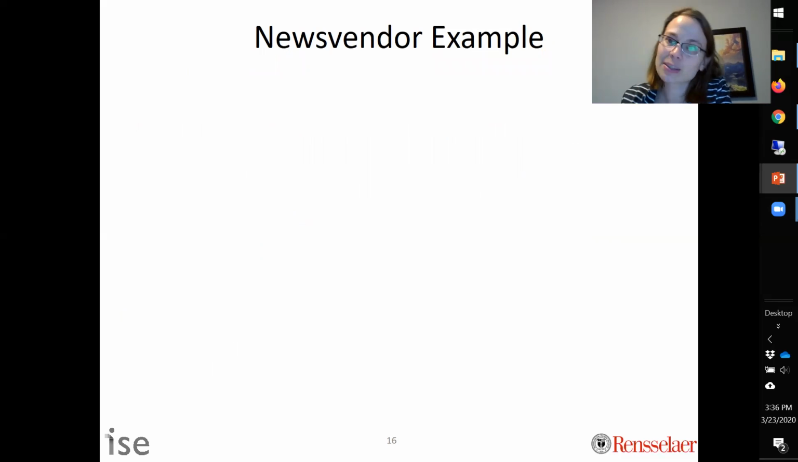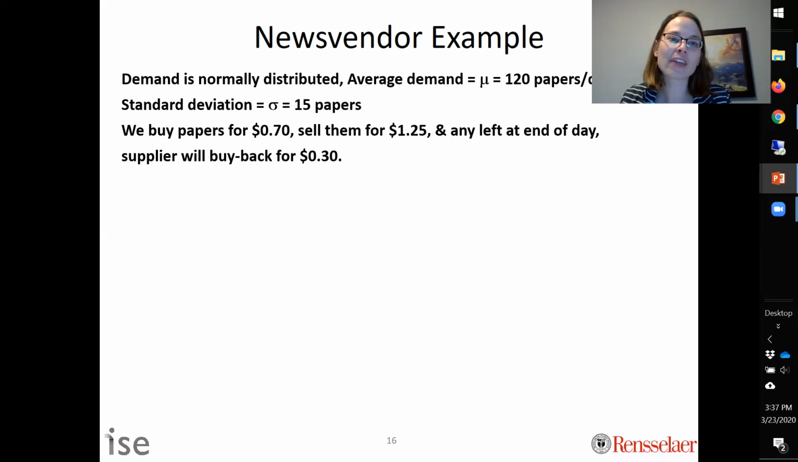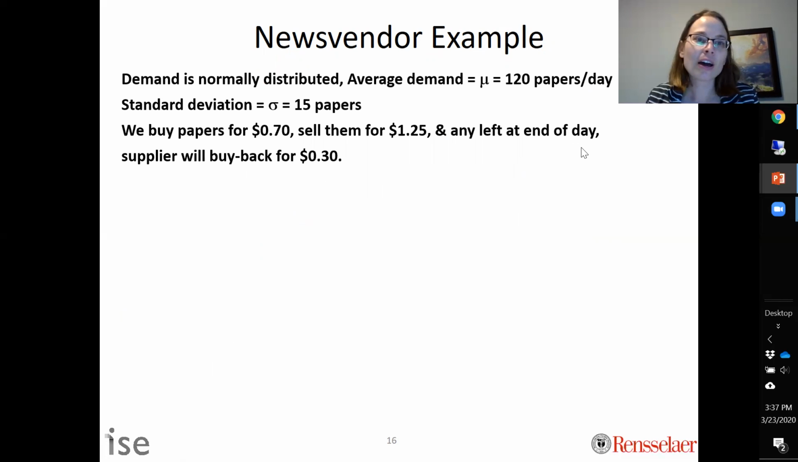Let's just do a simple example to get you used to these equations, and then we'll do some more examples in some more videos. In a simple example, demand is normally distributed with average demand mu of 120 papers per day and standard deviation of 15 papers. As a news vendor, we buy papers for 70 cents. That's what we pay our supplier, but we sell them to customers for $1.25, which is great. But any extra newspapers left at the end of the day, the supplier will buy back, but will only give us 30 cents per old newspaper.